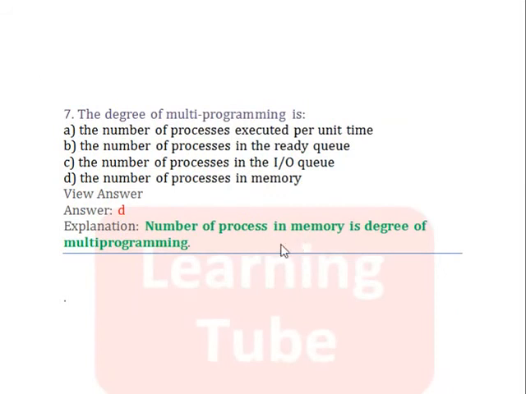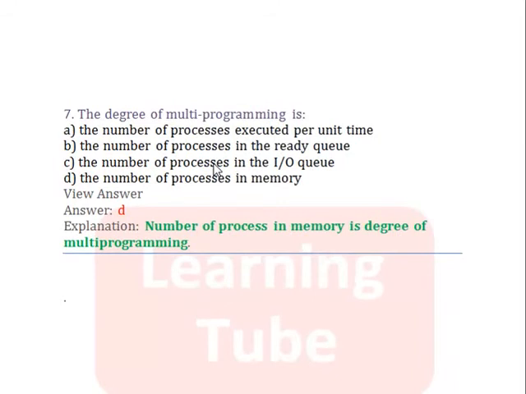Now the next one, the degree of multiprogramming is option A, the number of processes executed per unit time. No, the number of processes executed per unit time does not define the degree of multiprogramming, but it defines the throughput. Option B, the number of processes in the ready queue. It also does not define the degree of multiprogramming. Option C, the number of processes in the input-output queue. No, it also does not define the degree of multiprogramming.